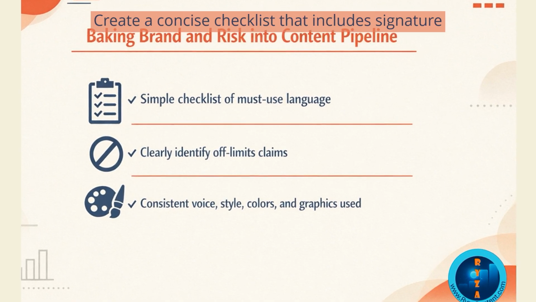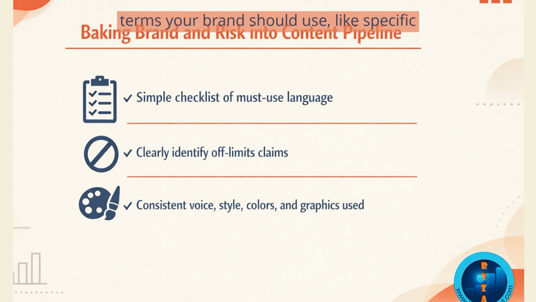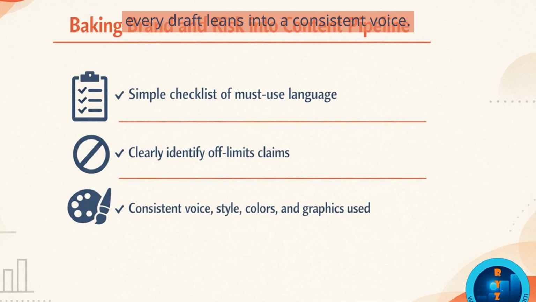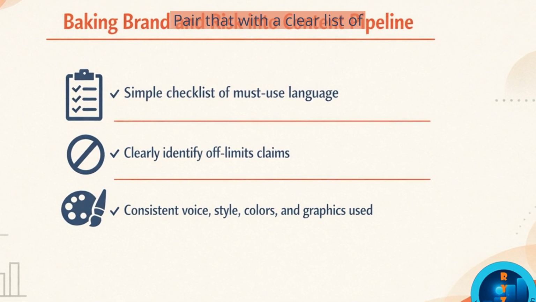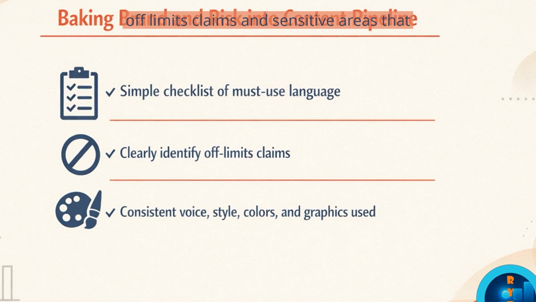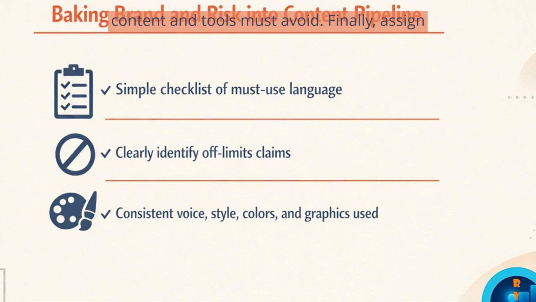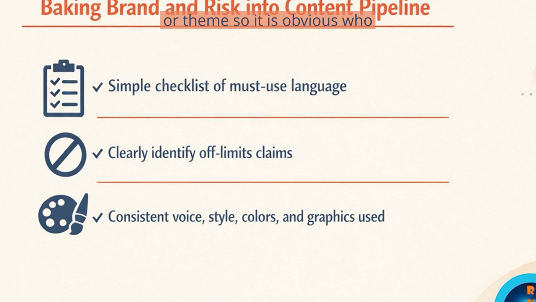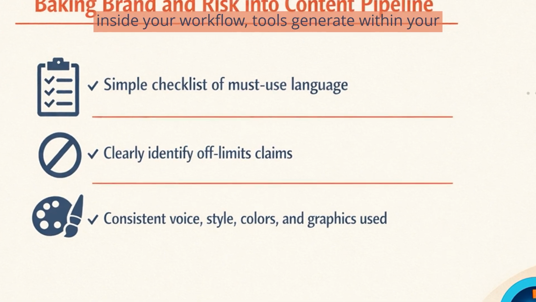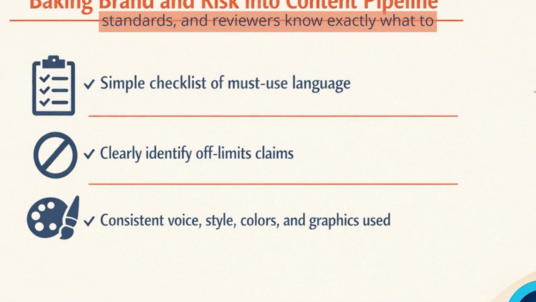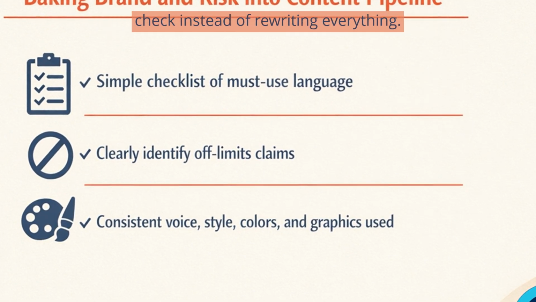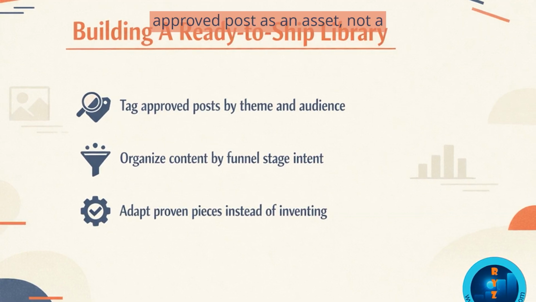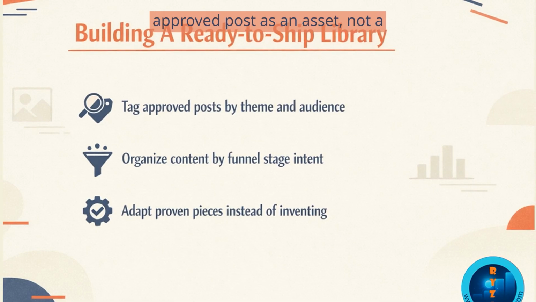The third lever is to embed brand and risk controls directly into your pipeline. Create a concise checklist that includes signature terms your brand should use, like specific product names, phrasing, or tone notes, so every draft leans into a consistent voice. Pair that with a clear list of off-limits claims and sensitive areas that content and tools must avoid. Finally, assign a specific approval owner for each piece or theme, so it is obvious who decides what ships. When these guardrails live inside your workflow, tools generate within your standards, and reviewers know exactly what to check instead of rewriting everything.